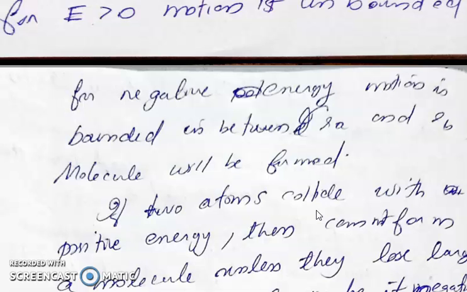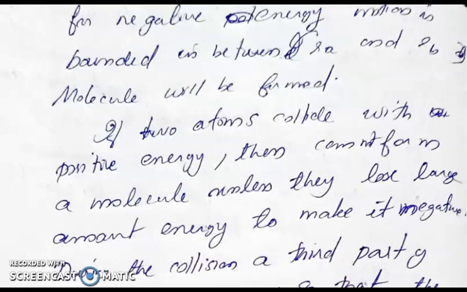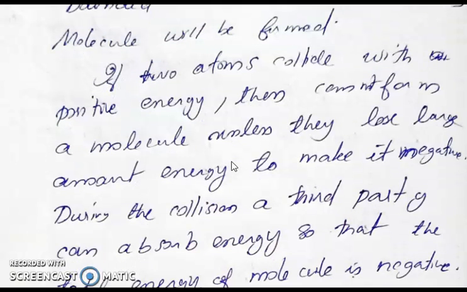If two atoms collide with positive energy, we'll be discussing the formation of molecules only. For that purpose, we'll consider two atoms getting very close to each other and colliding, and they have a large amount of positive energy. In those situations they normally will not form molecules. So in which situation they will form a molecule, that only we'll be discussing. They can form a molecule only if they lose a large amount of energy to make it negative. So these two atoms will collide and lose a large amount of energy, so that the total energy becomes negative. That is possible, and only then will it form a molecule.